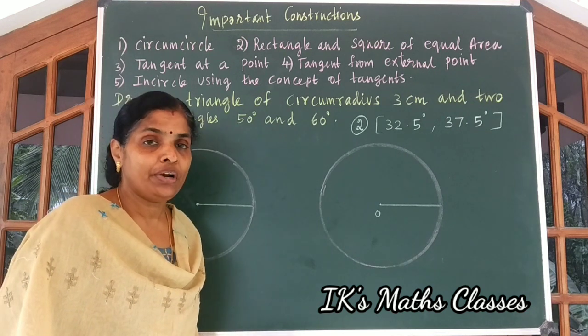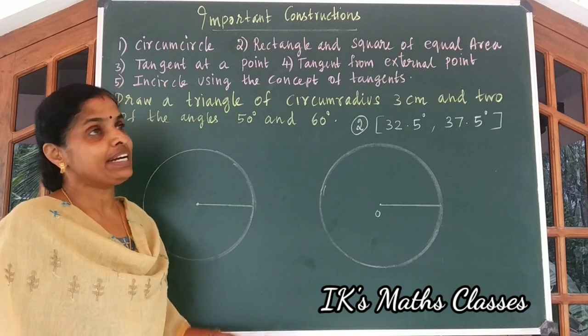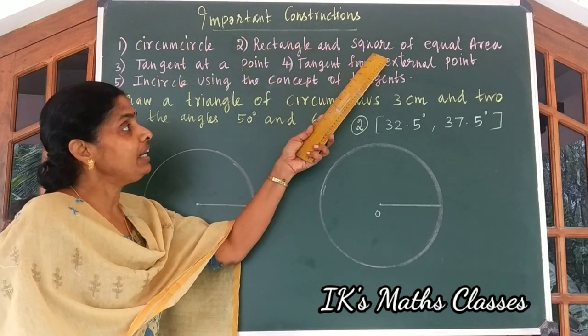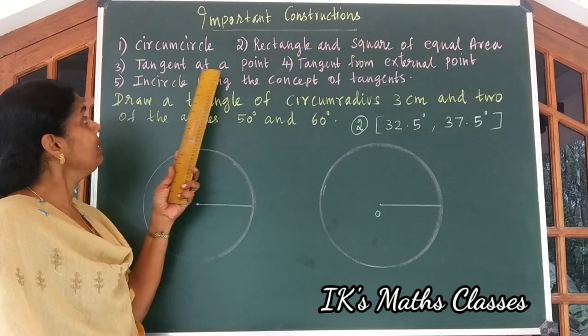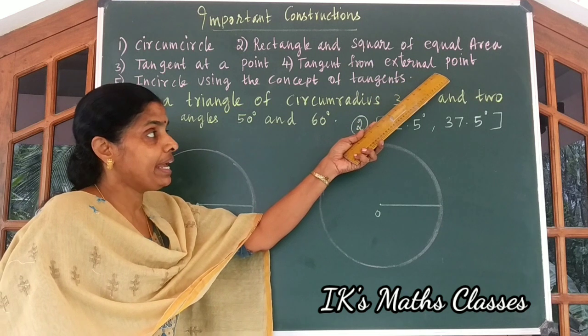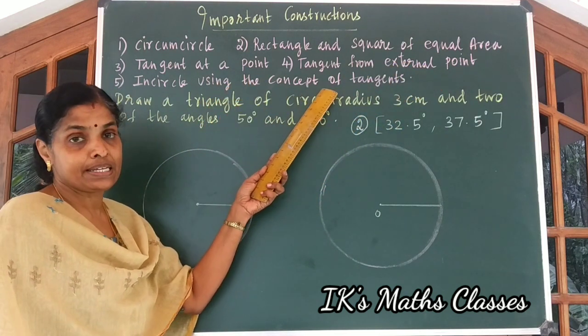The very important 5 constructions for your public exam. The first construction is circumcircle, second one rectangle and square of equal area, tangent at a given point, tangent from an external point to a circle, and the last one is semicircle.